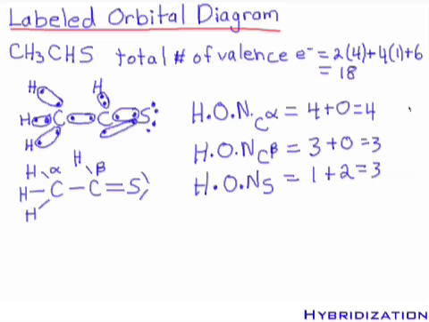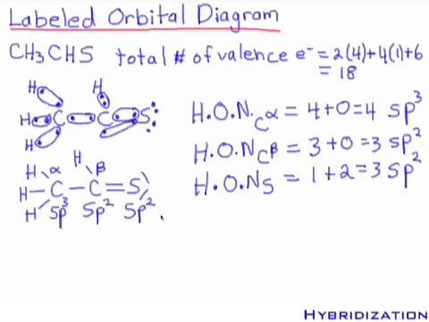Now remember, hybrid orbital number of 4 is sp cubed. Hybrid orbital number of 3 is sp squared. So these are the hybridizations of those atoms. And we can label them sp cubed, sp squared, and sp squared.